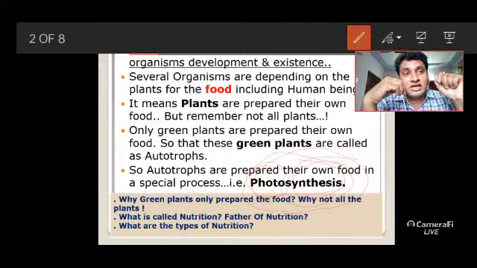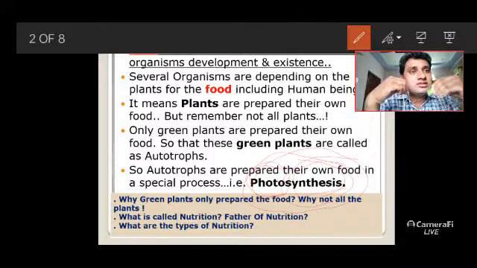Then what are nutrients? Nutrients are chemical substances which are helpful for the growth, development and repair of our body. Examples of nutrients are carbohydrates, proteins, fats, water, fibers, minerals and vitamins. Intake of all these components is a process, and that process is called nutrition. It helps nourish our body, and it is the only process by which we can survive.